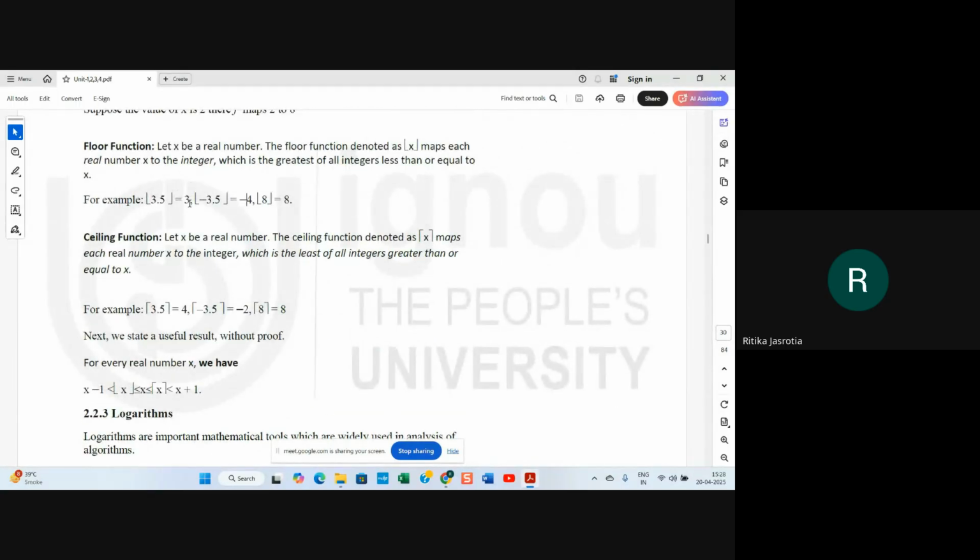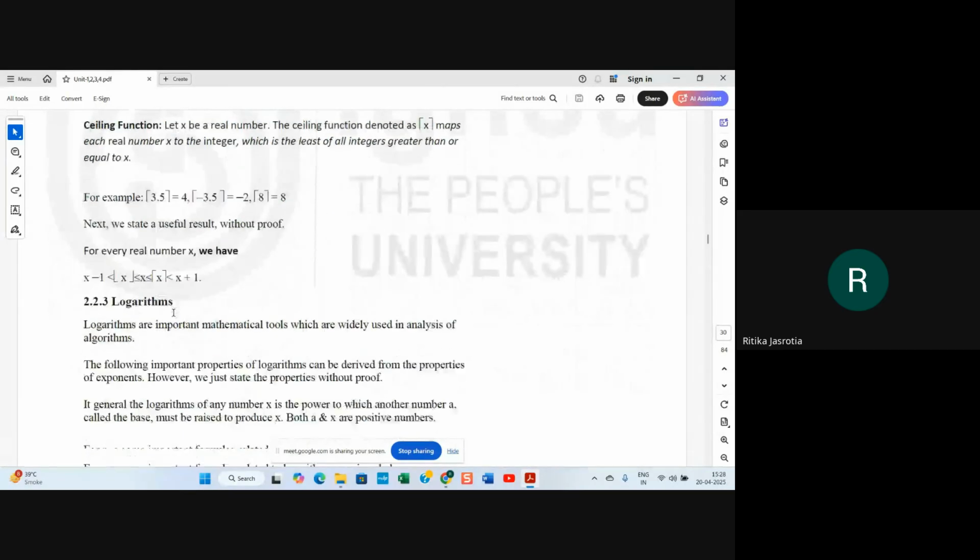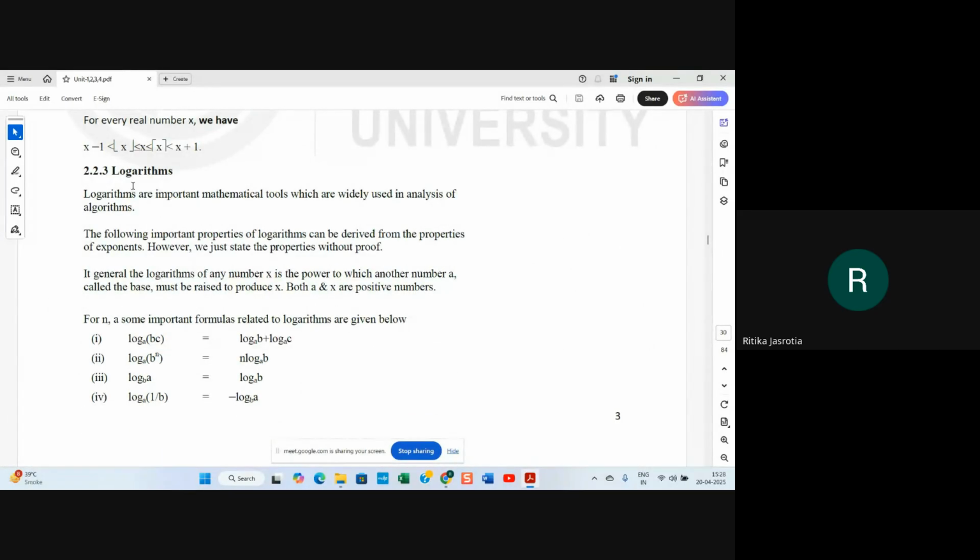Here you are rounding off to the smaller number. Here you are rounding off to a larger number, right?